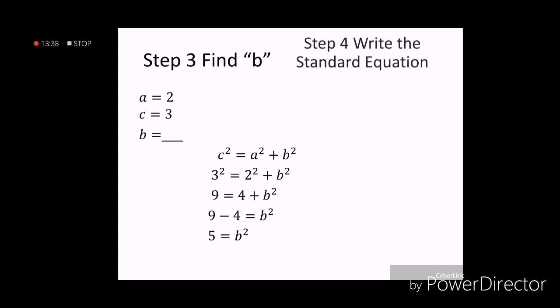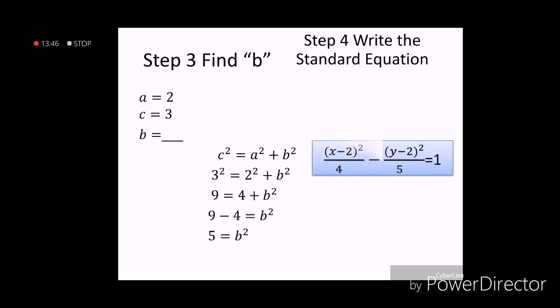So the last step is writing the standard equation. Alam naman natin na ang ating a squared ay 4, so papalitan lang natin yung a squared sa ilalim ng 4. Yung ating b squared ay 5, so papalitan lang natin yung b squared sa ilalim ng 5. At yung ating center is at 2, 2. So we have x minus 2 quantity squared all over 4 minus y minus 2 quantity squared all over 5 equals 1. Yung ginagawa lang natin ay direct substitution ng ating mga nakuhang value. So, this is the standard equation of the given problem.